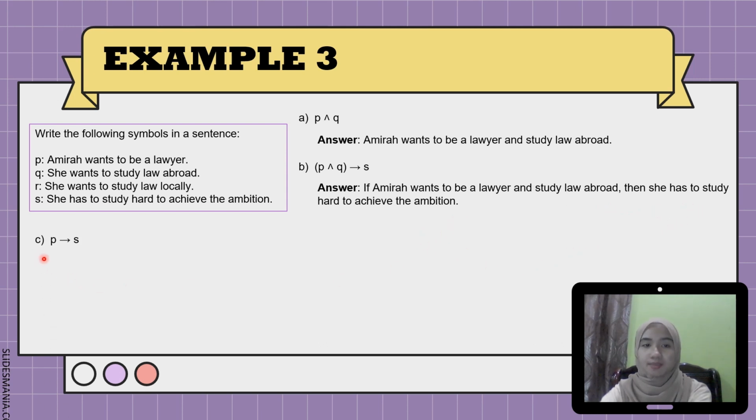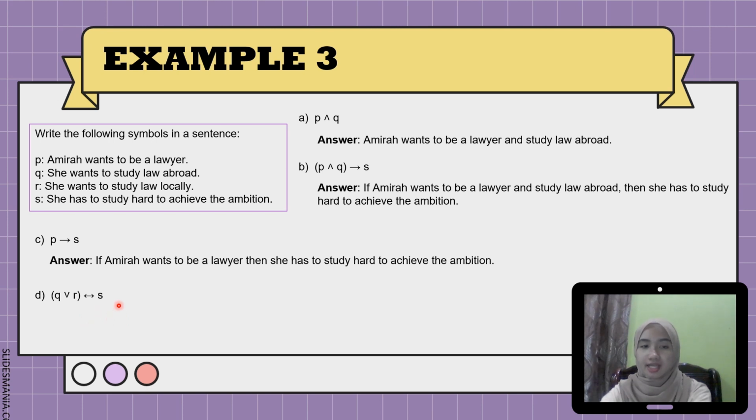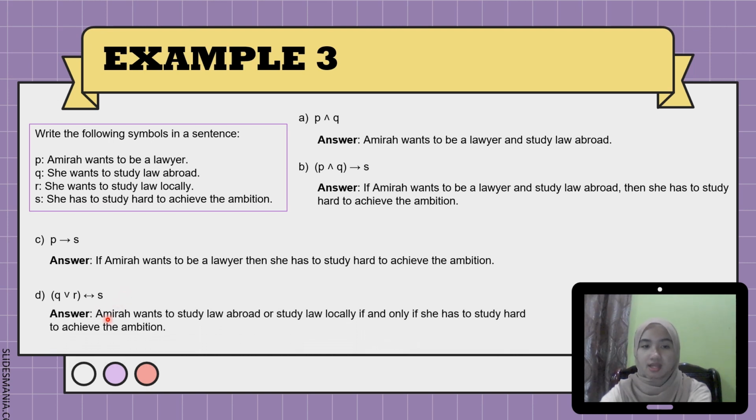C, P implies S. So the answer is if Amira wants to be a lawyer, then she has to study hard to achieve the ambition. D, Q or R biconditional S. So the answer is Amira wants to study law abroad or study law locally if and only if she has to study hard to achieve the ambition.